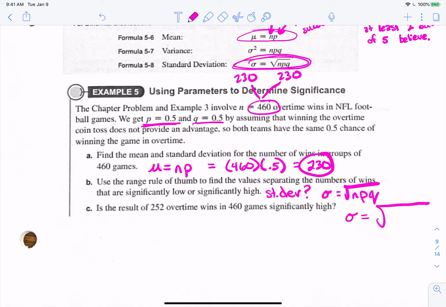What is N? 460. P is 0.5. Q is also 0.5. So multiply those together and take the square root, and that will be our standard deviation. Square root of 460 times 0.5 times 0.5.